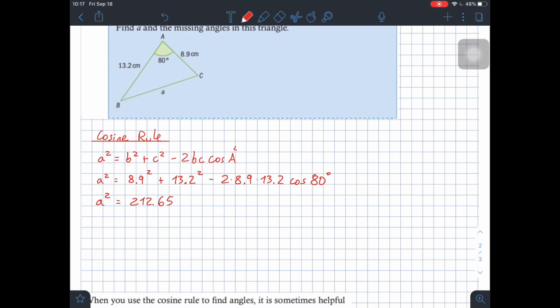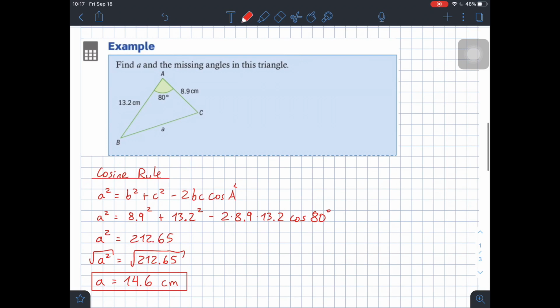If we solve this, you're going to get that A squared is equal to 212.65. If we take the square root of both sides, the square root of A squared is the square root of 212.65. That means the value of A is equal to 14.6 centimeters if we round it to 3 significant figures. So this is side A.